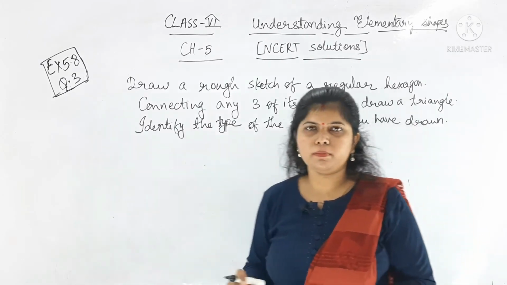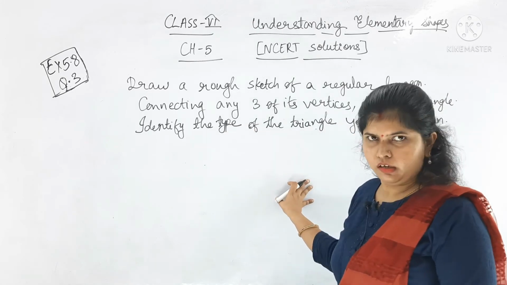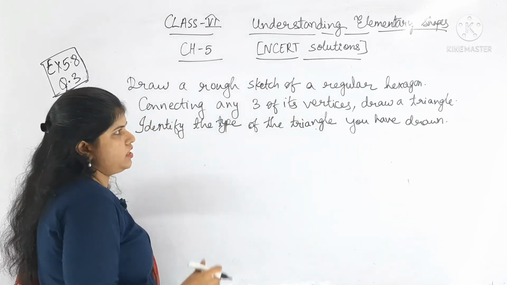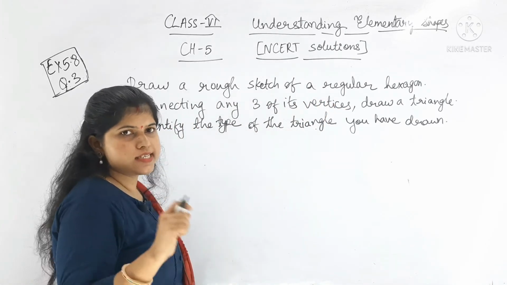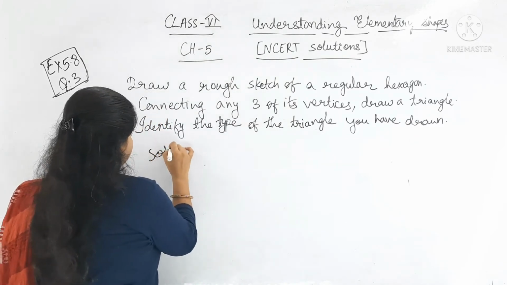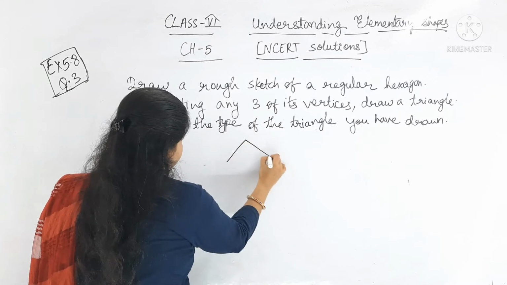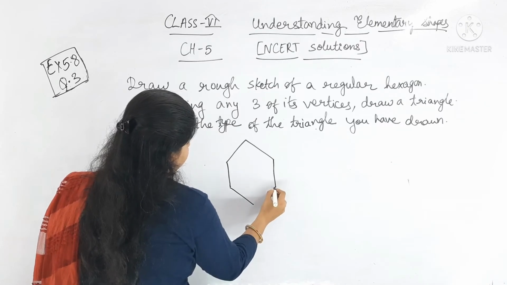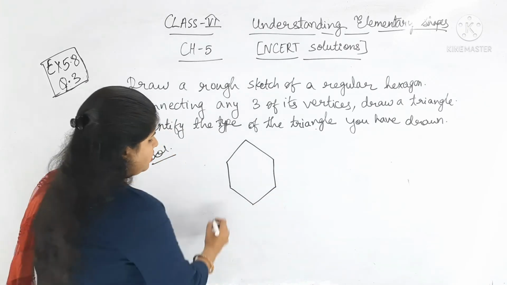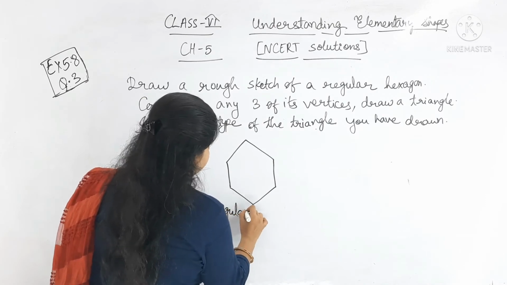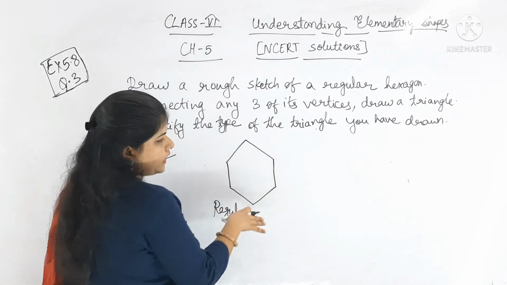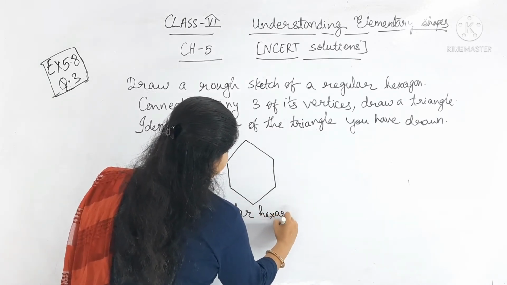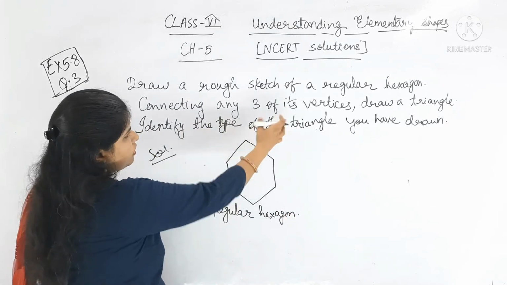Okay students, let's see question number 3. Step by step we will sketch the figure. Okay, here draw a rough sketch of a regular hexagon. Here it is written hexagon means 6 line segments should be there. Okay, so here I will draw the 6 line segments 1, 2, 3, 4, 5 and 6. Okay, this is a regular hexagon. Regular hexagon means all sides are equal and all angles should have the same measure, that is the regular.